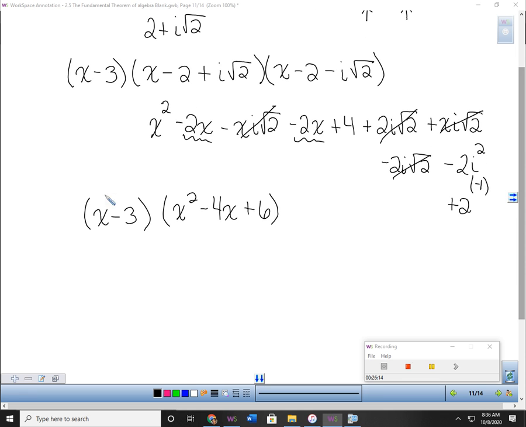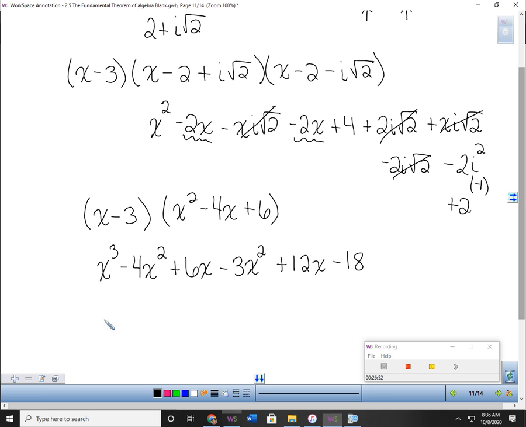Fun stuff. Alright, multiply. X times x squared is x to the third. X times negative 4x is negative 4x squared. You definitely don't want to rush through these because you'll mess something up. And x times 6 is 6x. Then you've got your negative 3 times x squared, so negative 3x squared. Negative 3 times negative 4x is positive 12x. And negative 3 times 6 is negative 18.